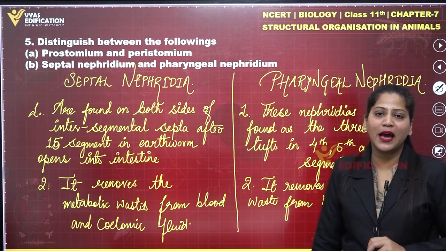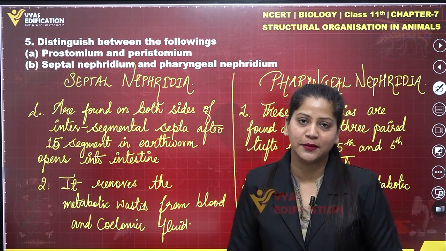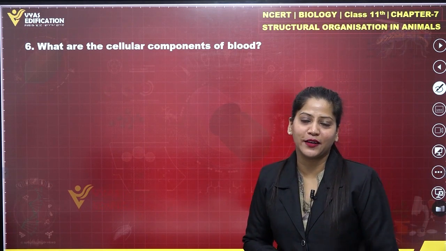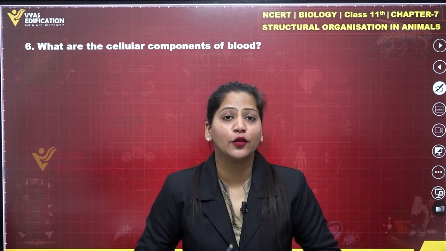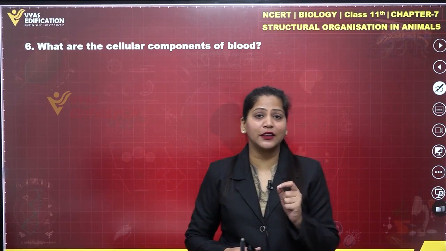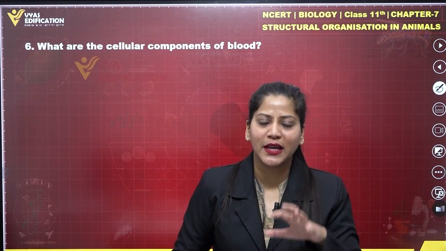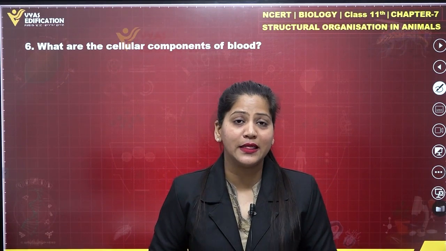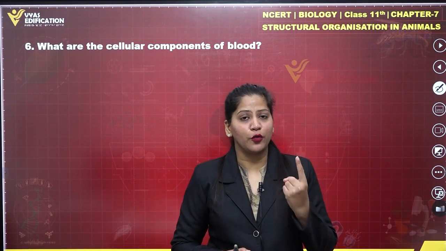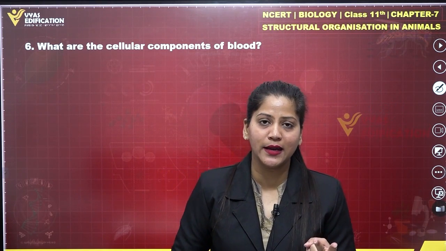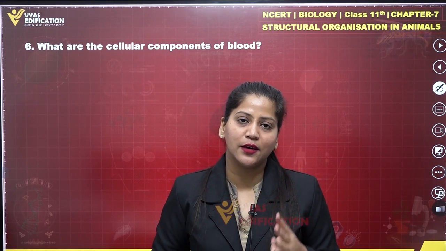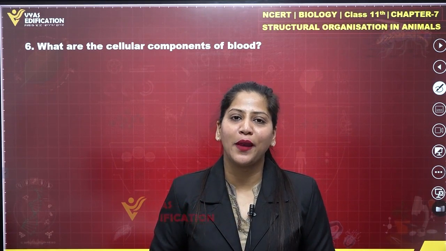So along with this, we have completed solution number 5. The next we have to discuss is question number 6. What are the cellular components of blood? Alright, so we have to tell about the cellular components of blood. First of all, blood is a connective tissue, right? The components of blood are erythrocytes, that means RBC, red blood cells. Then we have leukocytes, that means WBC, white blood cells. Then we have thrombocytes, which means platelets, and also plasma is there.